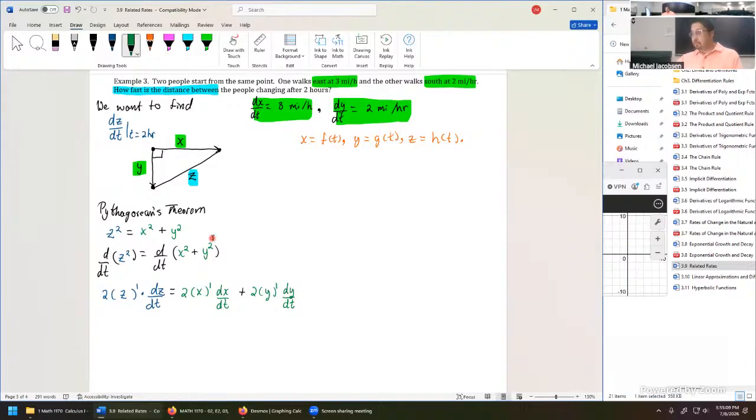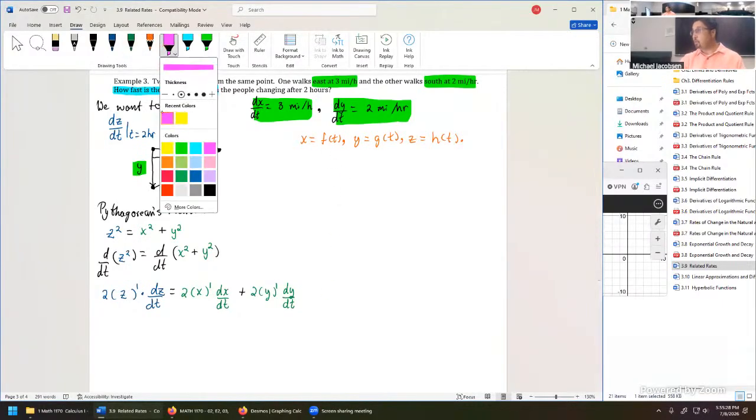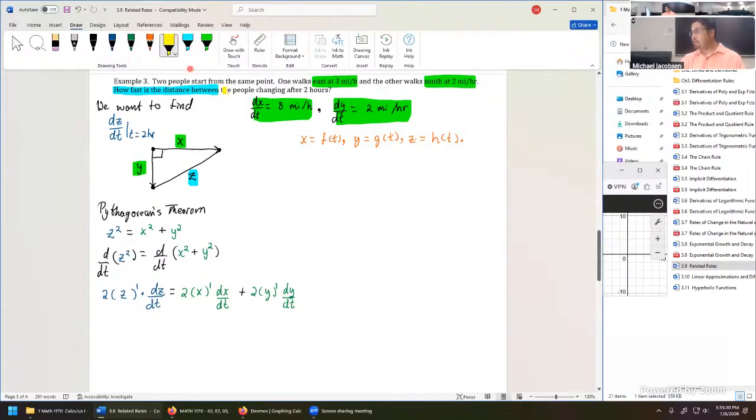And we have some nice knowns here. We know dx dt is 3 miles per hour. We can plug that in here. We know dy dt is 2 miles per hour. We can plug it in here. What we don't know is the value for x, y, and z. But we can find those. The key to that is we're really only interested in the value of the derivative at time 2 hours specifically. So we can make a new diagram and say, this is what the situation looks like at the 2-hour mark.